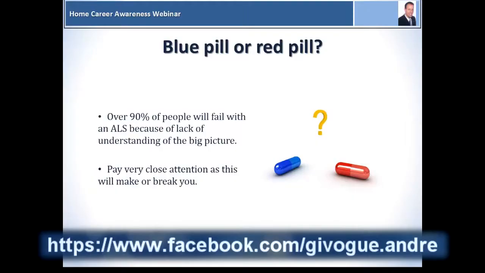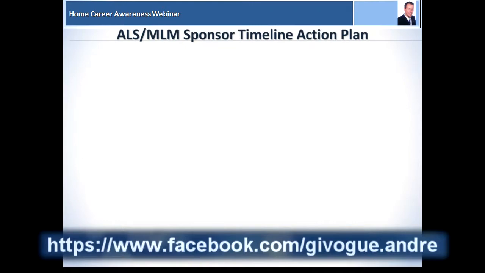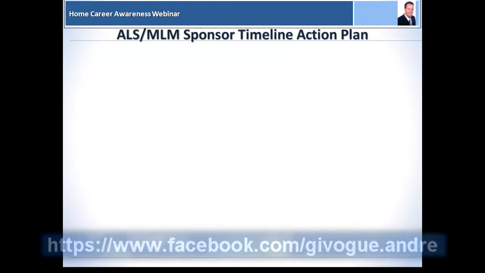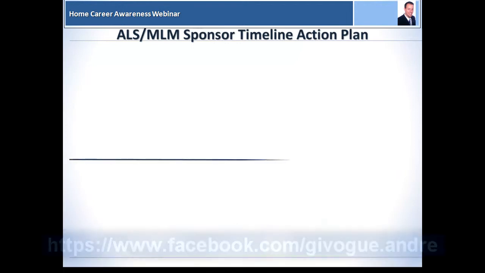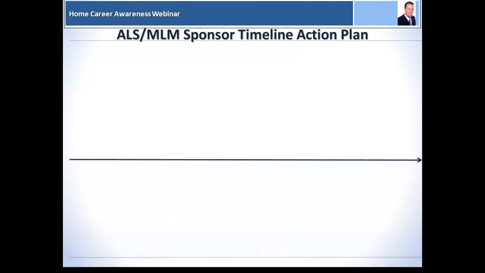Pay very close attention, as this will make or break you. I've come up with a chart, a diagram, so to speak, that visually shows you the different methods of marketing an advanced leverage system. And people who succeed are the ones who can master the 3 phases. Here they are. So this is what I like to call the MLM sponsor timeline. So the line goes straight all across and is divided in 3 sections.